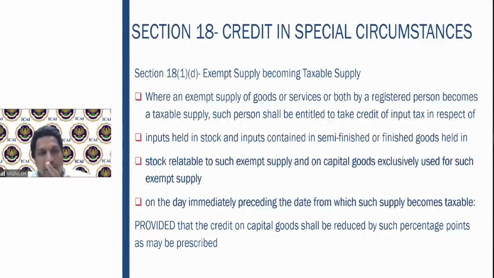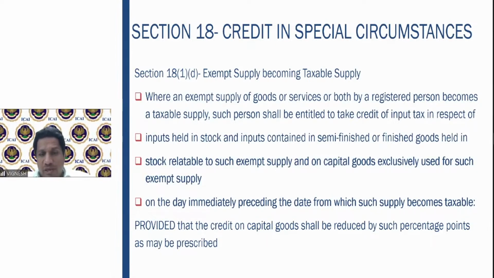Similarly, the next point is exempt supply becoming taxable supply. Whatever taxable supply is there, input tax on inputs held in stock, inputs held in finished or semi-finished goods, stock relating to exempt supply, and a small change compared to 18(1)(c) here: capital goods exclusively for exempt supply.